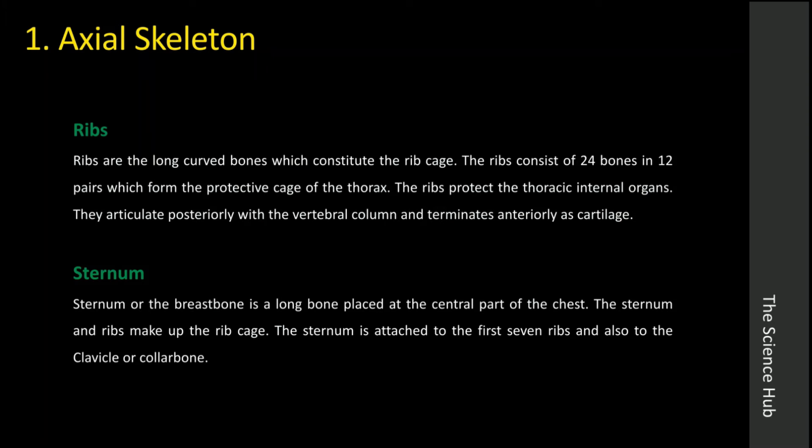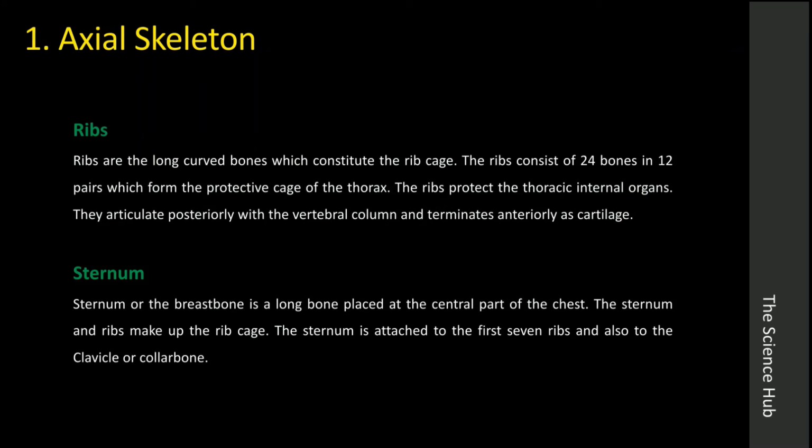Ribs. Ribs are the long curved bones which constitute the rib cage. The rib cage consists of 24 bones in 12 pairs which form the protective cage of the thorax. The ribs protect the thoracic internal organs. मतलब rib है जो हमारे thoracic internal organs है उसे protect करता है. There are 24 bones और 12 pairs में होते हैं.